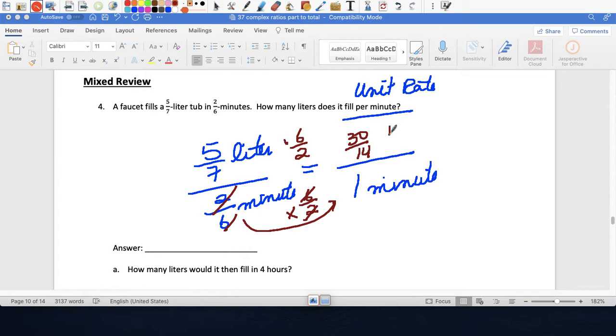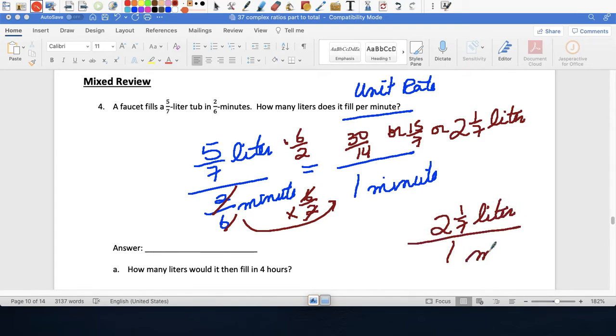We can simplify this, or 15/7, which is going to simplify to 2 1/7 liter per minute. So our final answer is 2 1/7 liter in 1 minute.